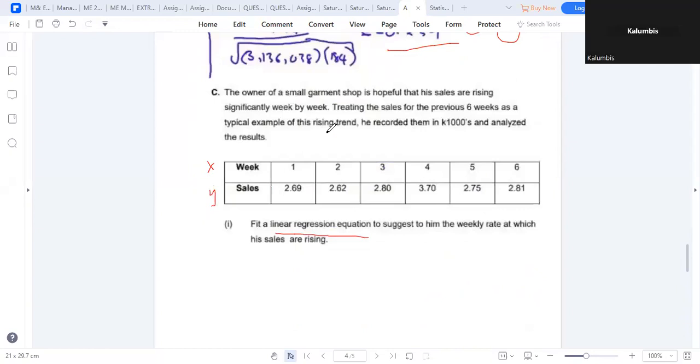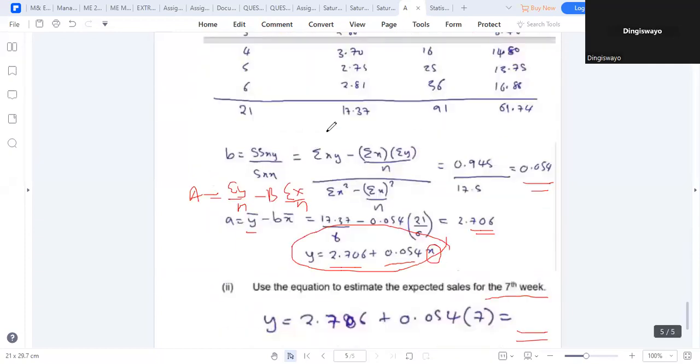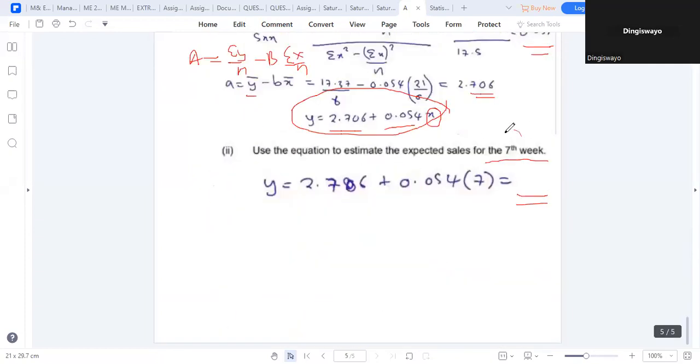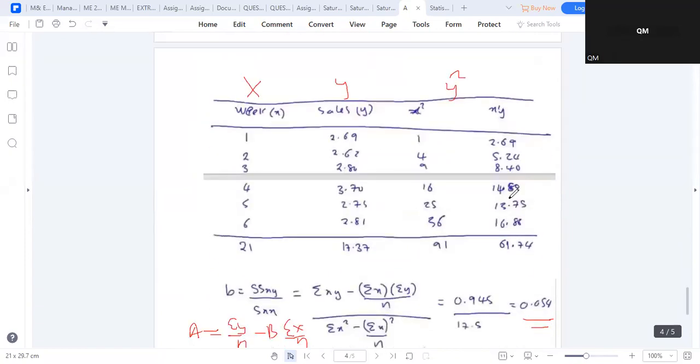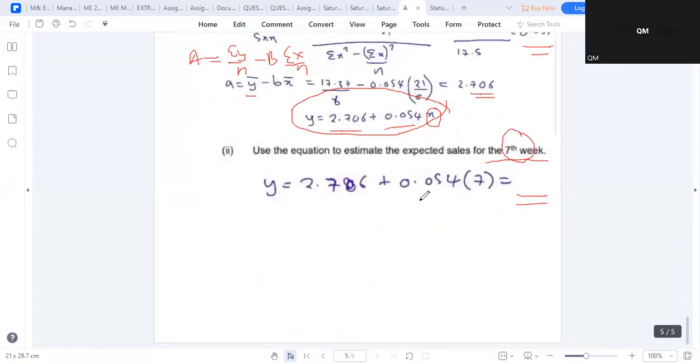Sorry, Coach, the 7 is the one which you are substituting in x. So that's 7 days in a week, right? No, it's always been given as the 7th. Yes, the 7th week, so we are predicting. If they say the 8th, you put the 8th week there.